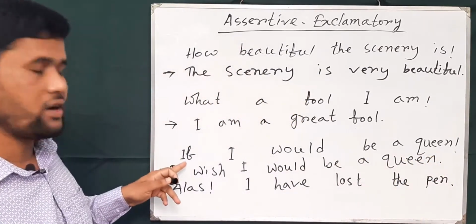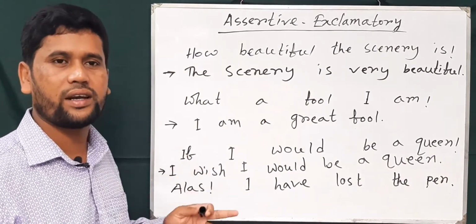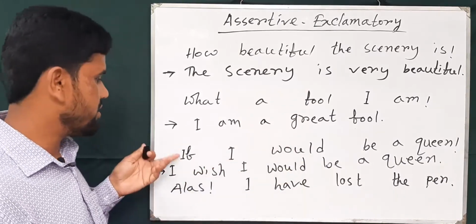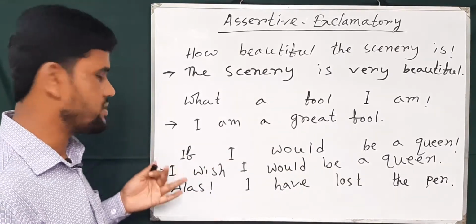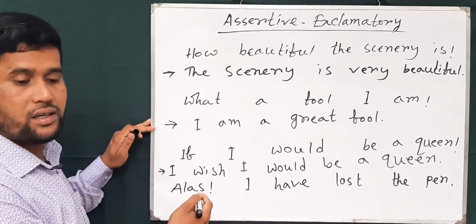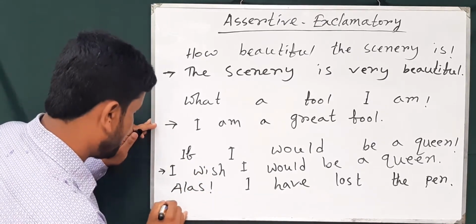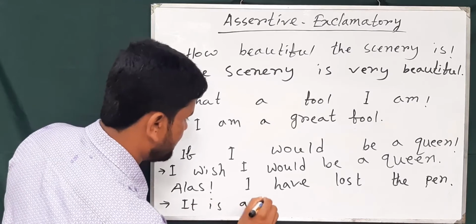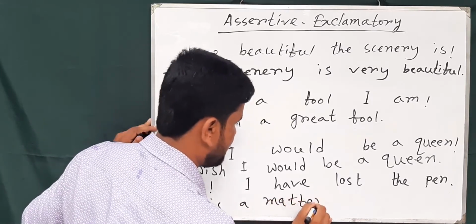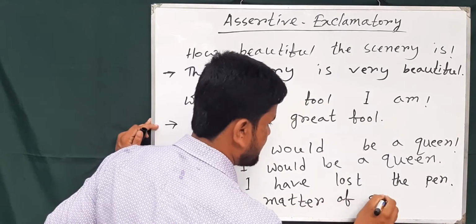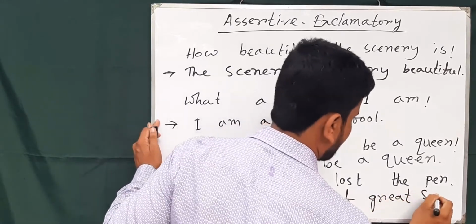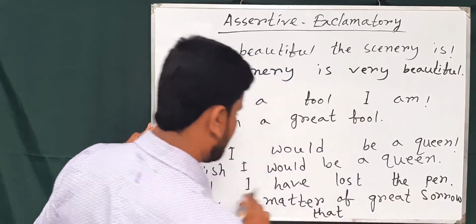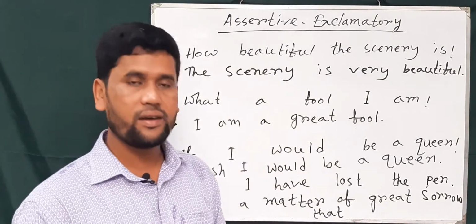So here, if you find if, where, would, had, then you can use subject plus wish and the next part. Instead of if or had or where, you can use subject plus wish. And when you find short exclamatory words, you can use: it is a matter of great sorrow that, and next part, I have lost the pen.